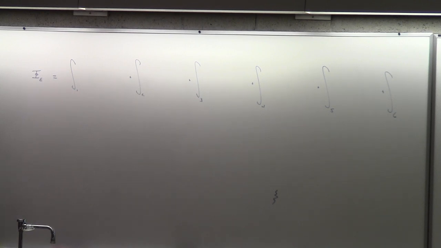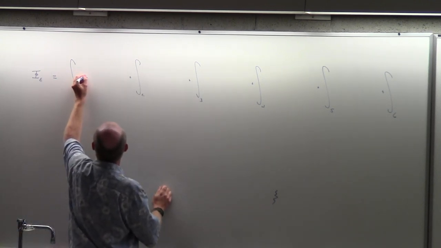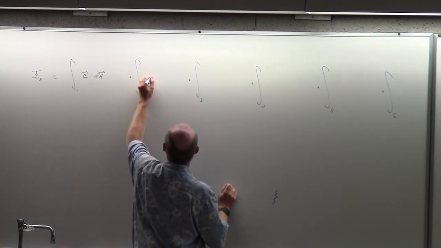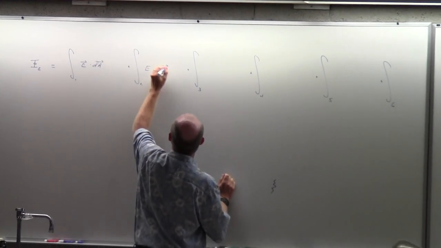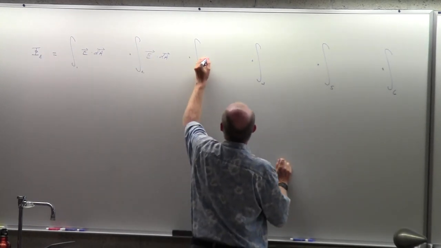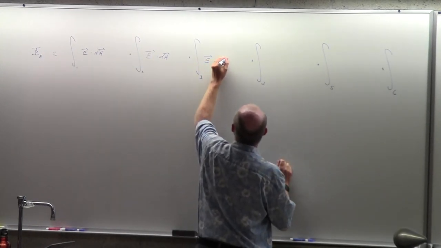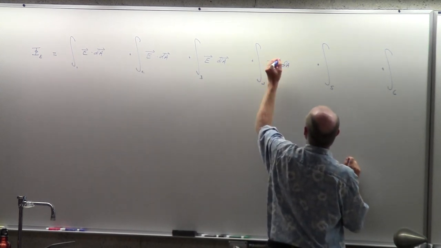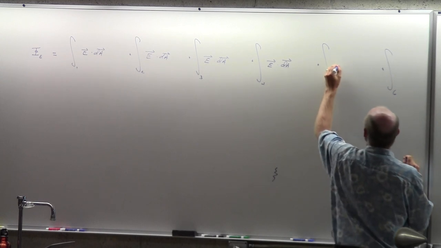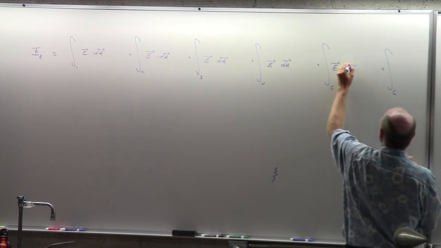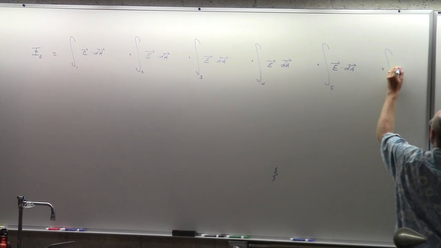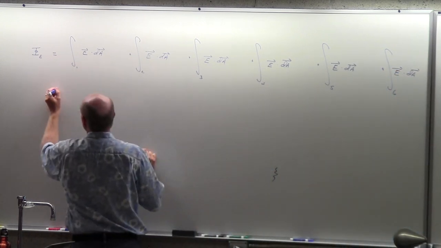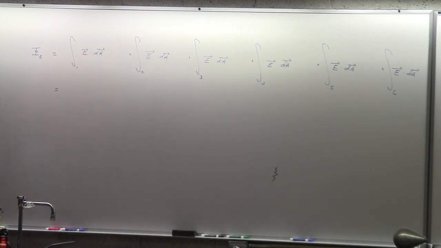All right, so the first integral is going to be an E dot dA on that first one, E dot dA on the second surface, E dot dA on the third surface, E dot dA on the fourth surface, E dot dA on the fifth, and finally, E dot dA on the sixth surface. All right, let's start with that first surface.